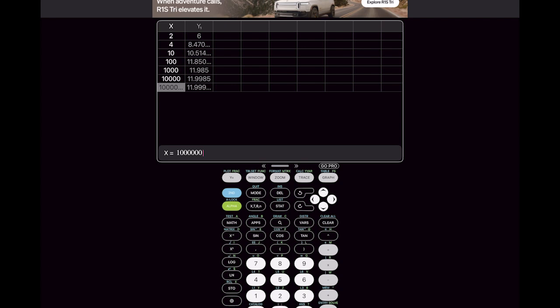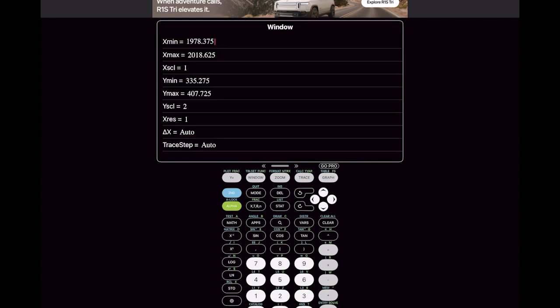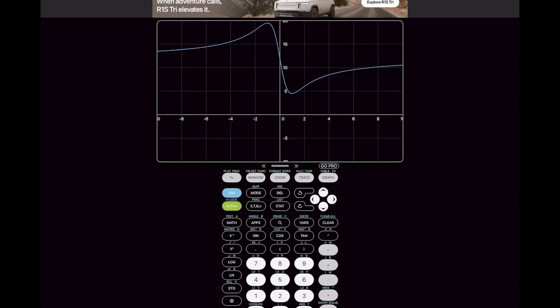So if you take a look at this graph, we may have to change our window to the default window, which is -10, +10, and then maybe -10, and we'll do 20 for this one, and count by ones. Okay, now I'll try graphing it. And you're going to see that there is a horizontal asymptote at y equals 12.